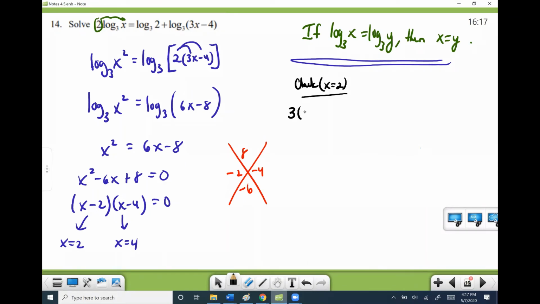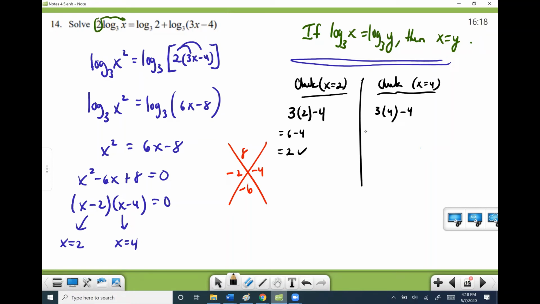So if I have 3x minus 4 and I plug a 2 in, that's going to get me 6 minus 4. That's positive. Okay. Now let's check x equals 4. So 3 times 4 minus 4, that's going to get me 12 minus 4. That gets me 8, and that's positive. So that looks like that's going to work. Okay. All right. So we're going to keep them both.